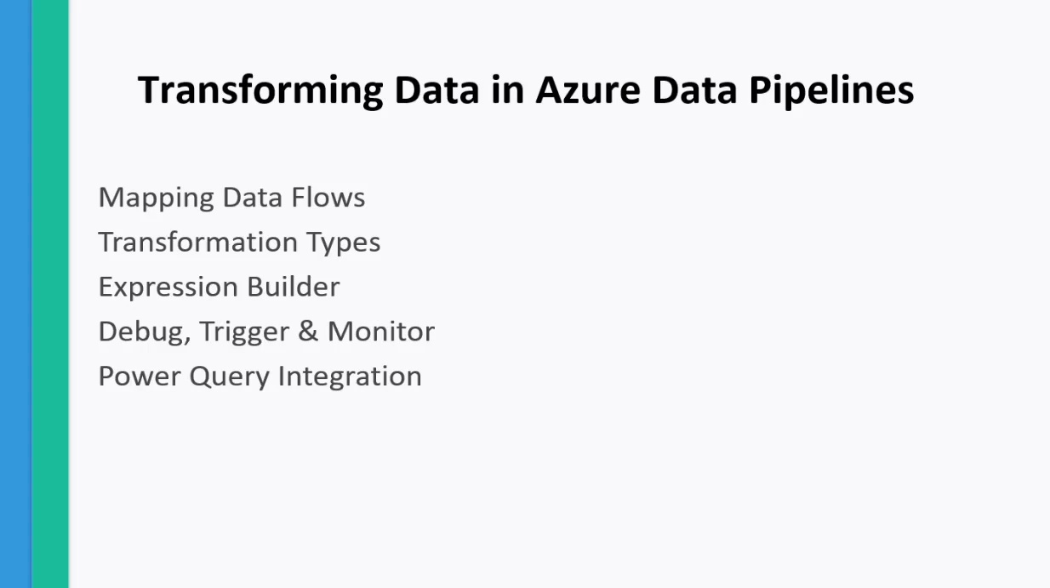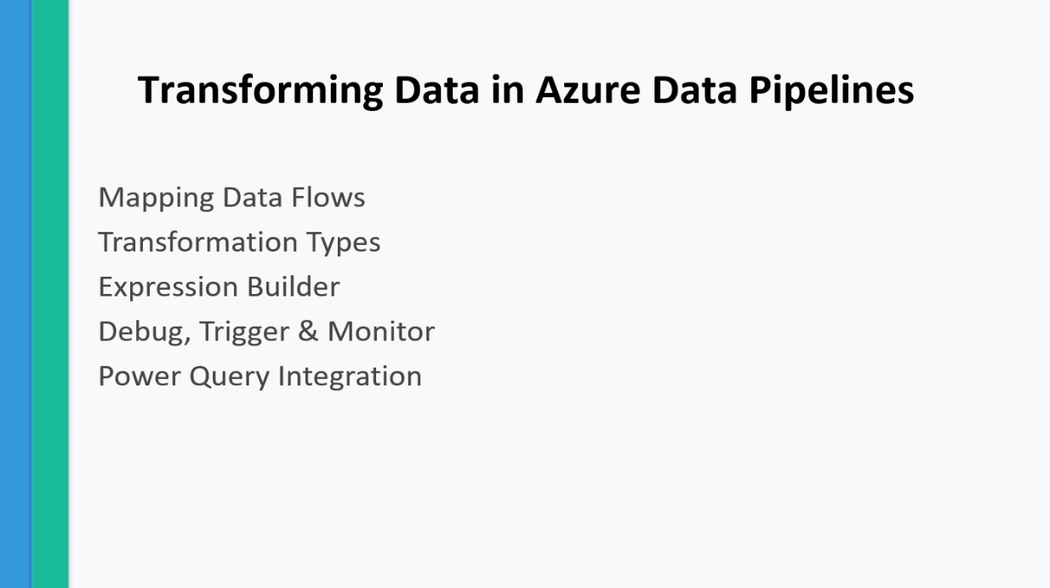So till now, we spoke about what data pipelines are and how data moves from source to destination. But one big question here is, do we use the data as it is? The answer is no. Most of the time, data is messy. So in this video, I will explain how we clean and change the data inside the Azure pipelines, and we'll also discuss mapping data flows, transformation types, expression builder, debug, trigger, and monitor, and also Power Query integration. So don't worry about the technical words right now, just understand the idea behind it.